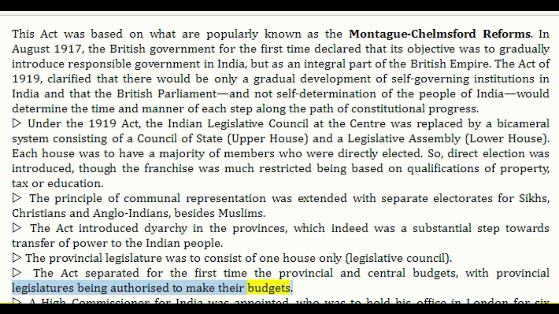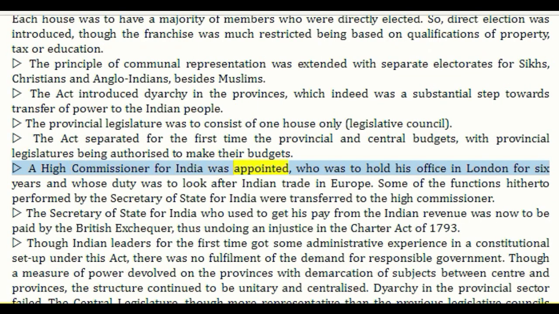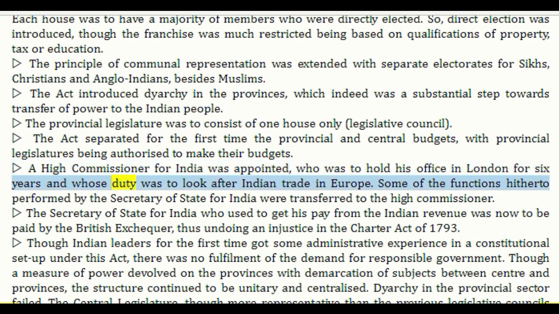budgets. A High Commissioner for India was appointed, who was to hold his office in London for 6 years and whose duty was to look after Indian trade in Europe. Some of the functions hitherto performed by the Secretary of State for India were transferred to the High Commissioner. The Secretary of State for India, who used to get his pay from the Indian revenue, was now to be paid by the British Exchequer, thus undoing an injustice in the Charter Act of 1793.